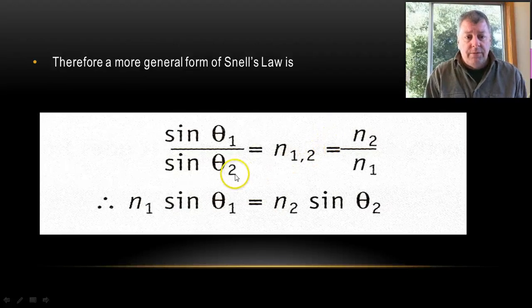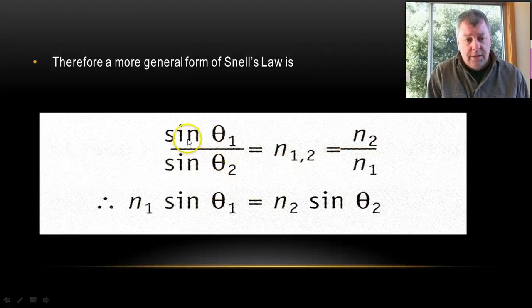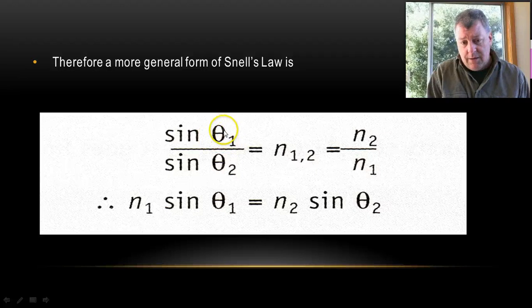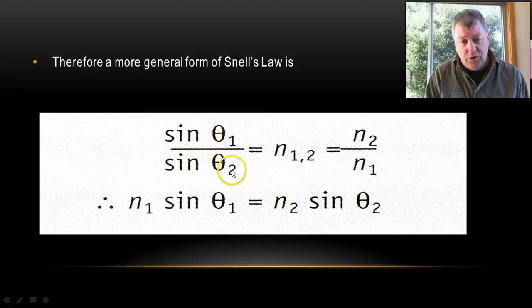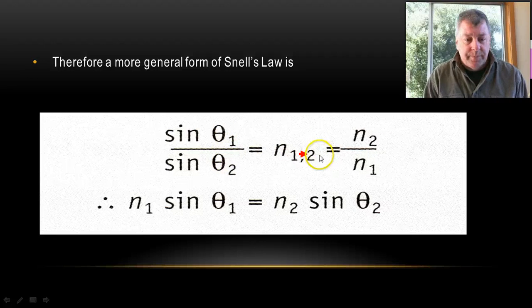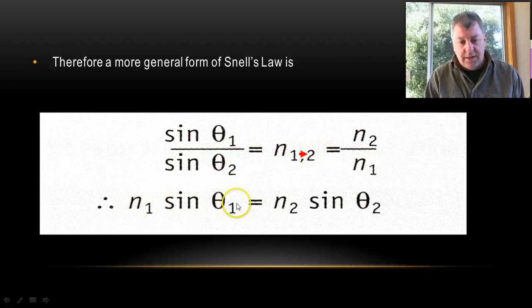Therefore, a more general form of Snell's law is the sine of the angle in medium 1 over the sine of the angle in medium 2. So it's going from 1 to 2, and I like to draw a little arrow in there. So this is showing that it's going from 1 to 2, because we might look at a situation where it goes from 2 to 1, in which case all this has to be reversed. And therefore it's written like this.